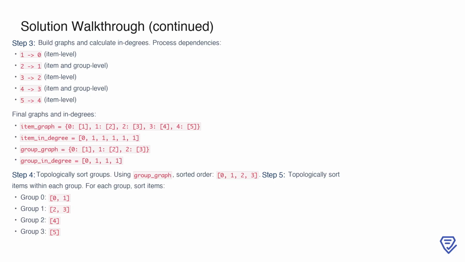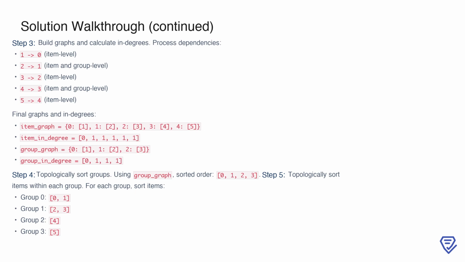For example, item 1 depends on item 0, so we add the edge 1-0 at the item level. Similarly, item 2 depends on item 1, which impacts both the item and group levels, so we update both graphs accordingly. Continuing this process for all dependencies, we end up with the following structures: an item_graph where each item points to the next in the dependency chain, and a group_graph that reflects the relationships between groups.